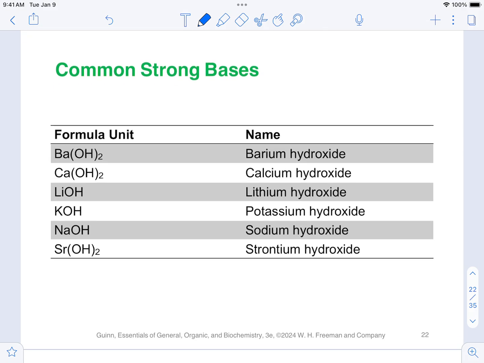Here are common strong bases. You'll notice the cations for them are from group 1 and group 2 in the periodic table.